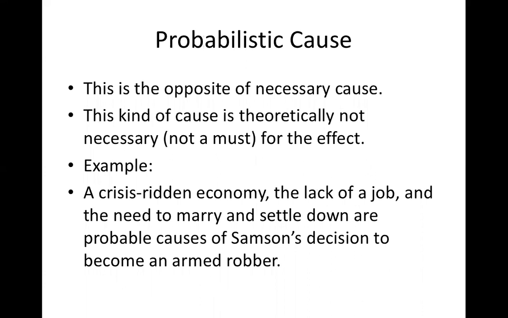Probabilistic cause is the opposite of necessary cause. This kind of cause is theoretically not necessary, not a must for the effect. Example, a crisis within the economy, the lack of a job, and the need to marry and settle down are probable causes of Samson's decision to become an armed robber. So none of these causes is necessary to be an armed robber. You can pass through all these conditions and yet you avoid becoming an armed robber. Many of us pass through these conditions, but we are not armed robbers.